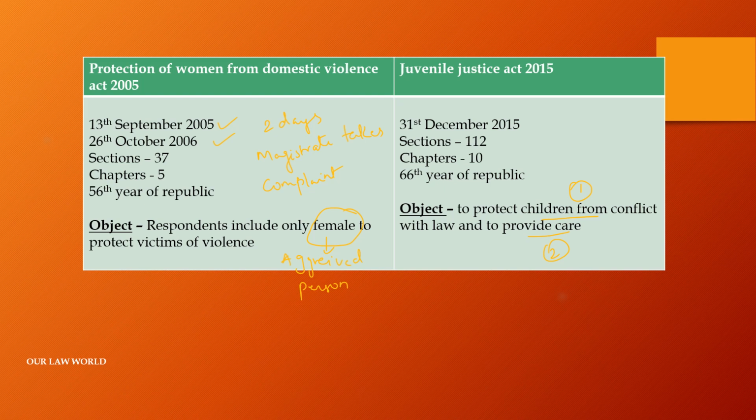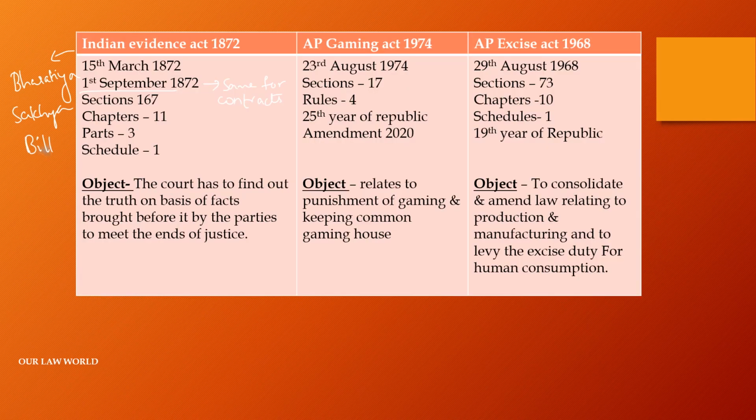The next act is the Indian Evidence Act 1872, with dates 15th March 1872 and 1st September 1872. It has 11 chapters in 3 parts and 167 sections. This Evidence Act deals with all the bases of facts to be produced as evidence in a court of law. It is treated as a procedural law, but the topic of estoppel is treated under substantive law.